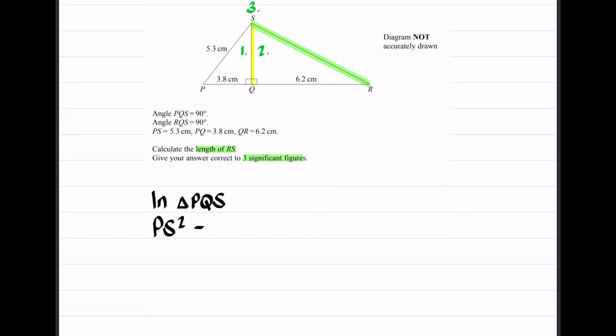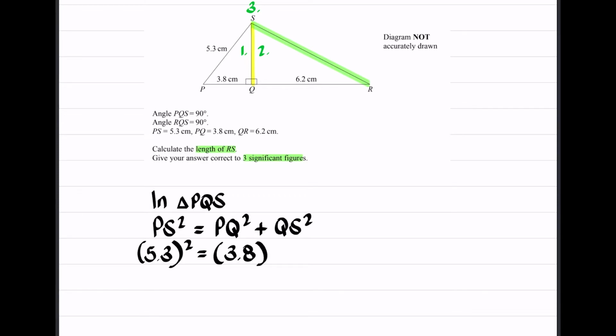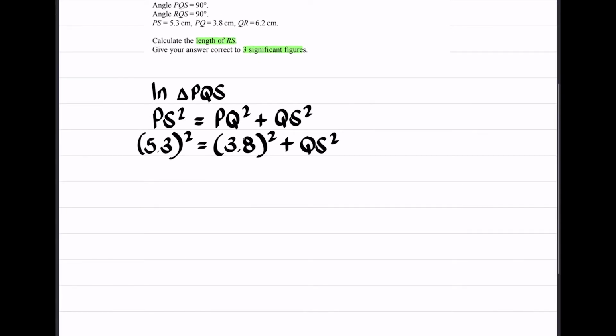PS squared is equal to PQ squared plus QS squared. So PS is 5.3. So 5.3 squared is equal to PQ, which is 3.8 squared, plus QS, which is what we want to calculate. So QS squared. Alright, so 5.3 squared is 28.09, equal to 3.8 squared, which is 14.44, plus QS squared, because we're looking for QS.